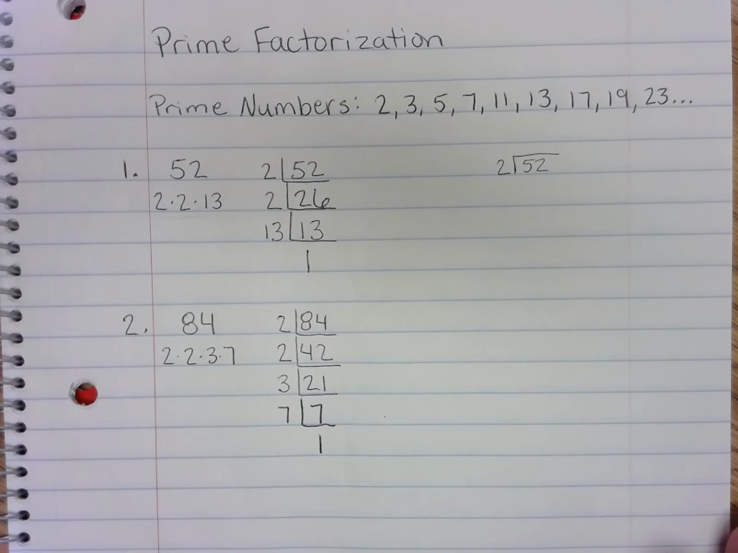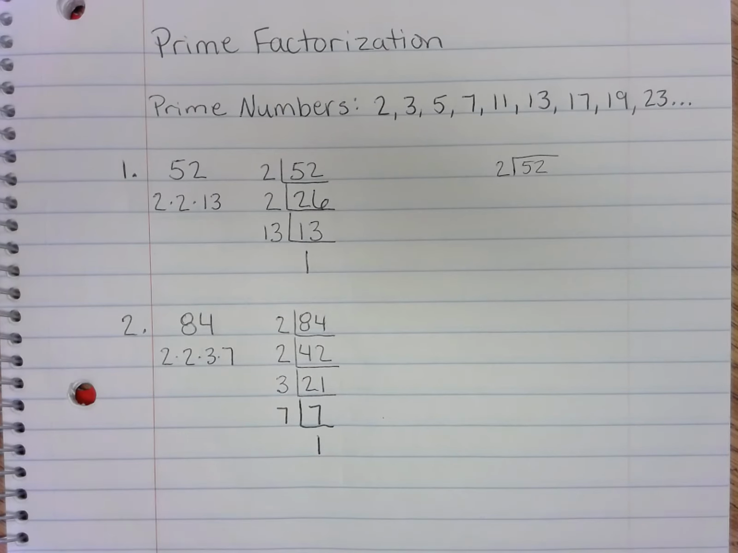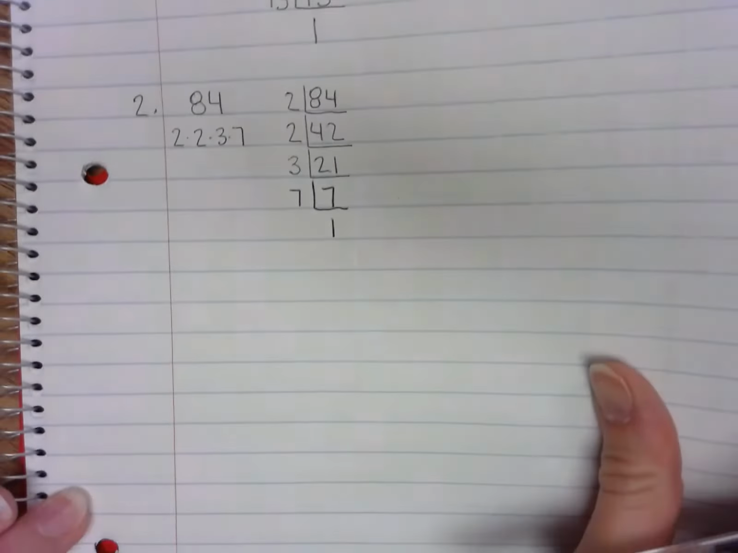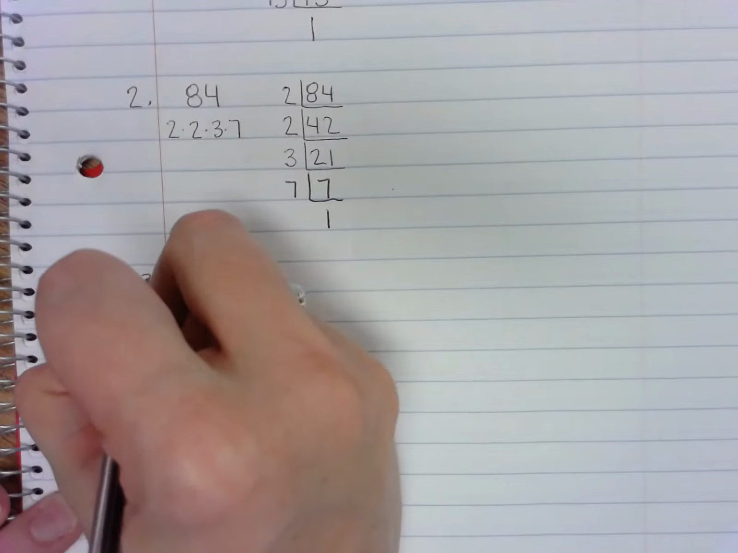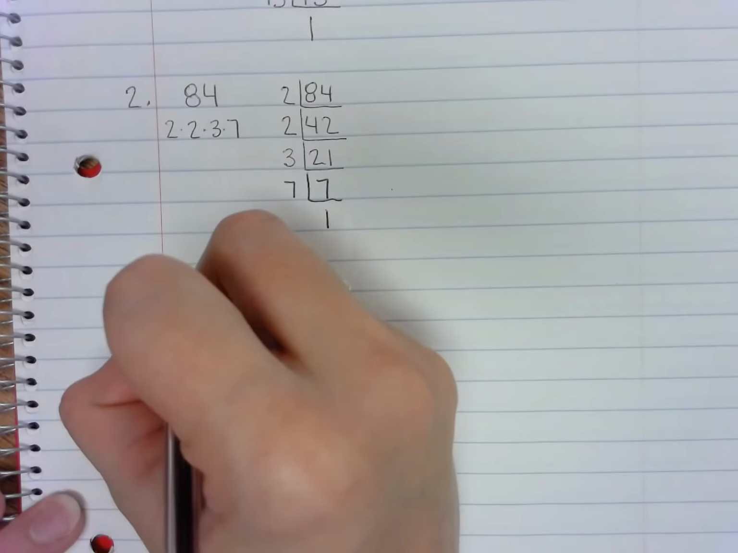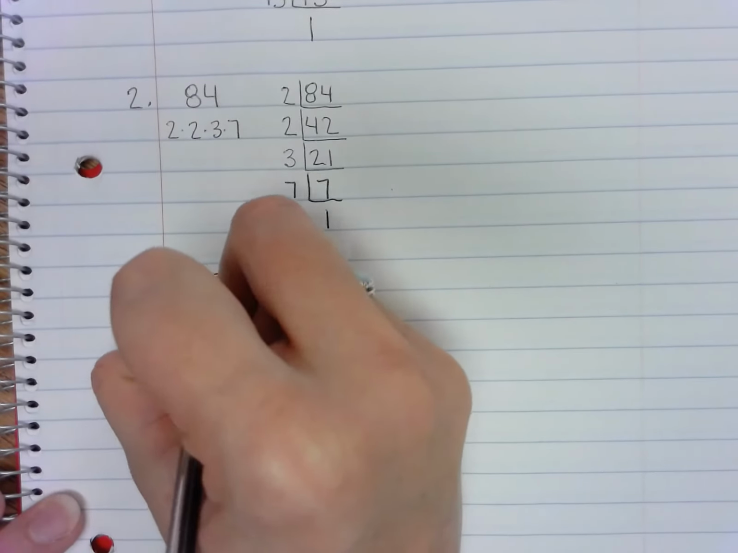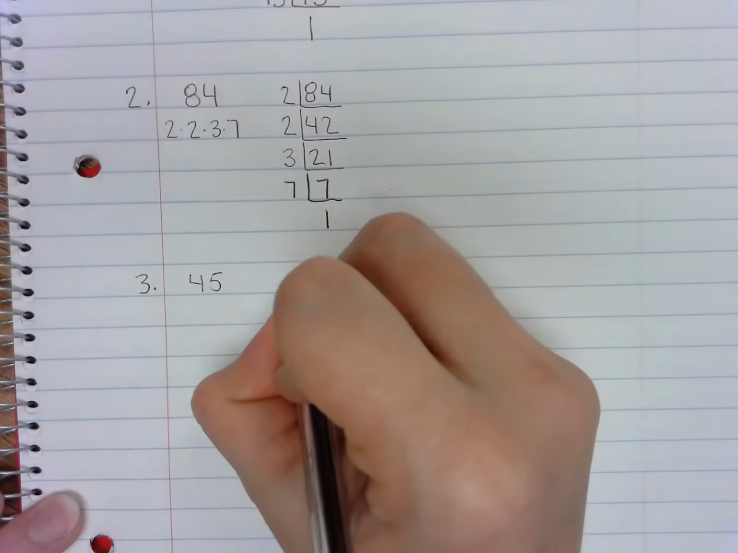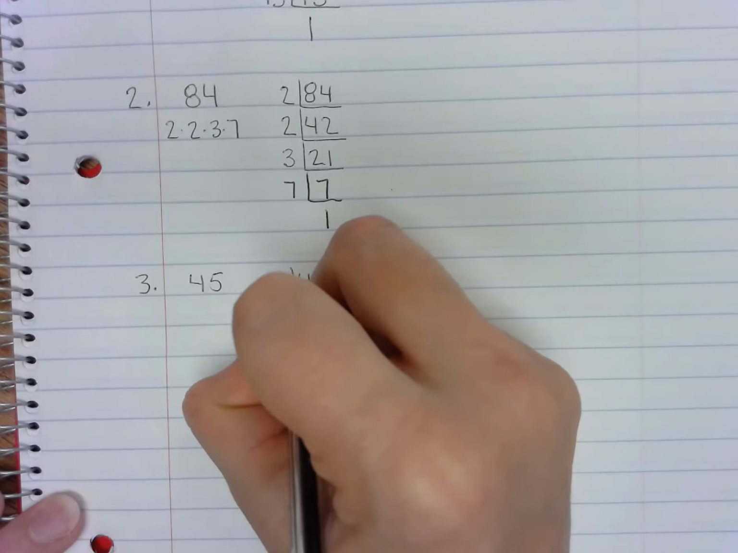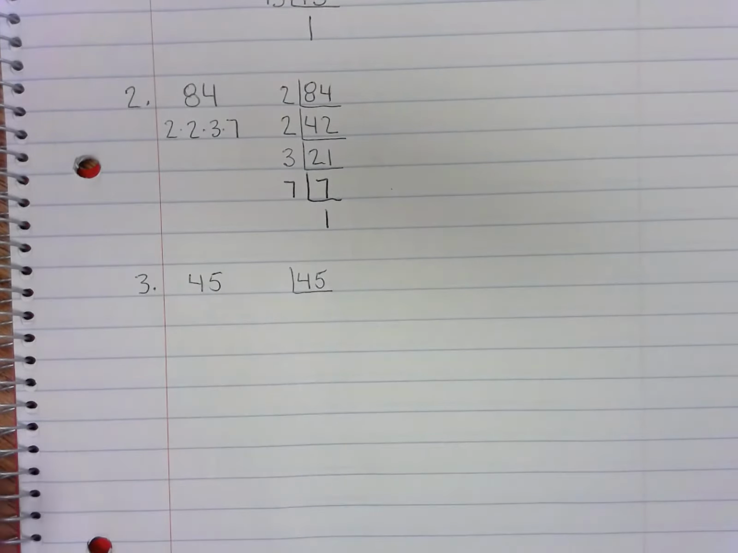Pause the video at this time to try the next two on your own. Let's check your work for number 3. We're going to find the prime factorization of 45. So we're going to start by dividing by a prime number. 45 is not even, so we cannot divide by 2.